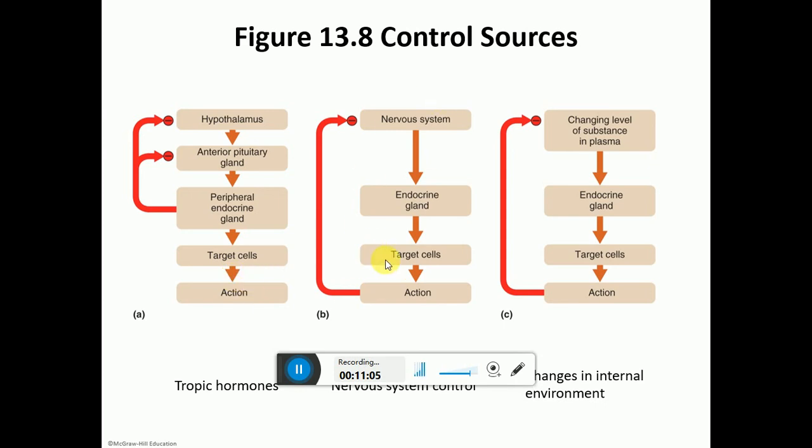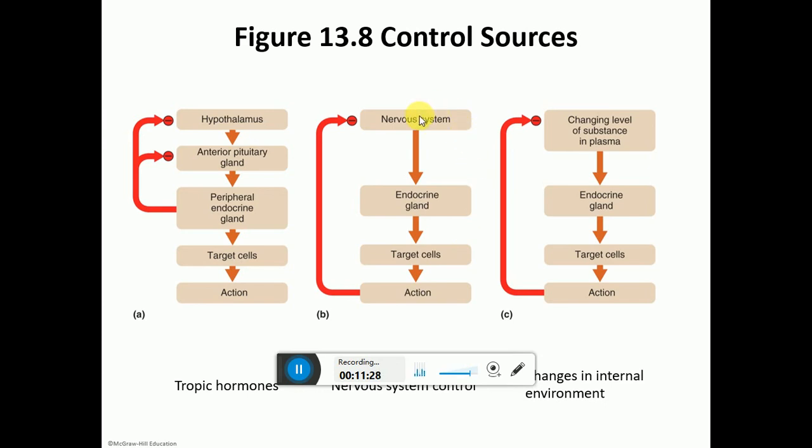Okay. Your second mechanism would be the nervous system. So the nervous system is able to send impulses to different endocrine glands, like for example the adrenal cortex, to release more adrenaline and epinephrine and norepinephrine, and those are released and again go to the target cell and lead to different actions.